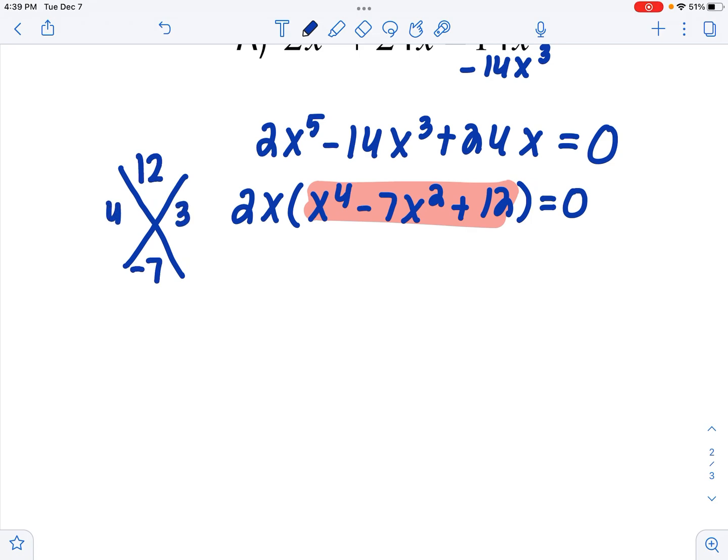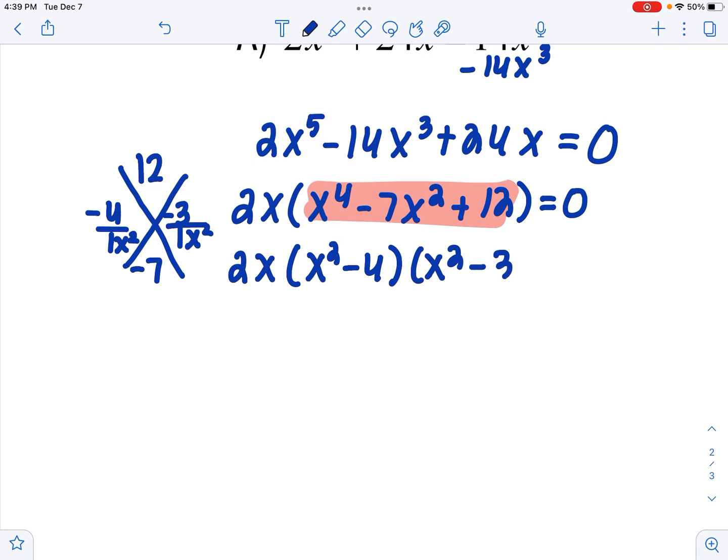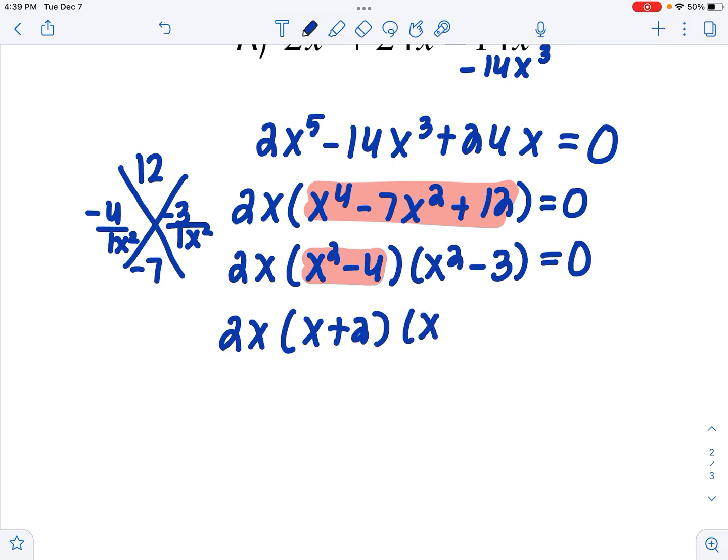4 and 3 multiply to give me positive 12, but they don't add to give me negative 7. So I'm going to make both negative, and now it works. Don't forget to divide by the lead coefficient of 1, and that's going to be an x squared and x squared again because that's an x to the 4th. So I'm going to write my new factors. I have a 2x. I have an x squared minus 4, and I have an x squared minus 3 equals 0. X squared minus 4 is still factorable because it's a difference of squares. X squared minus 3 is not factorable because 3 is not a perfect square. So I have 2x times x plus 2 times x minus 2 times x squared minus 3 equals 0.